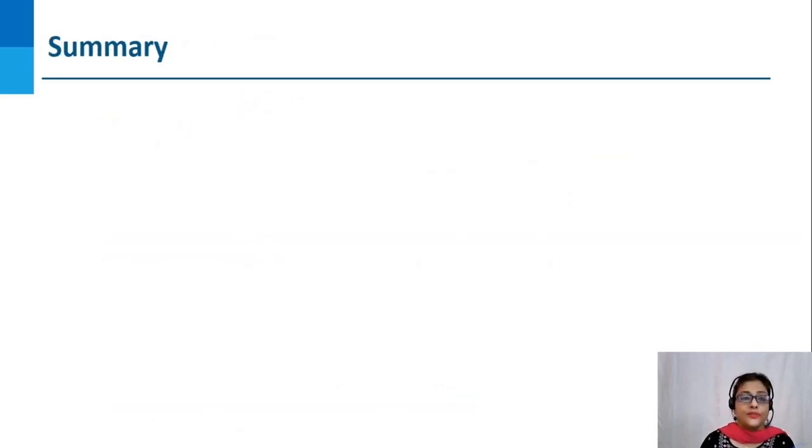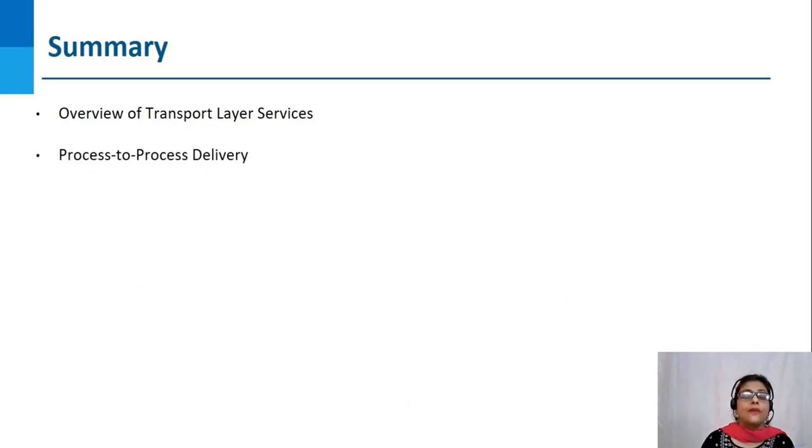To summarize, in this video, we have learned about the overview of transport layer services. We have learned about the process-to-process delivery of data, the meaning of service access points, also known as service point addresses, or the port numbers at the transport layer for different processes. We have understood how flow control and error control are done for reliability of data.